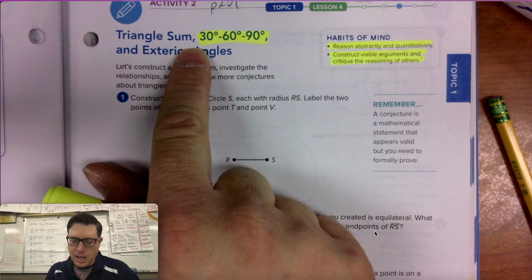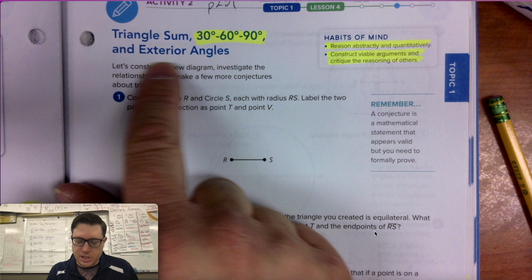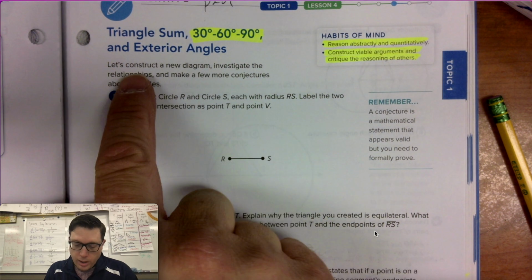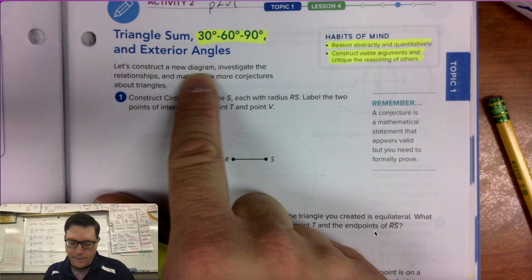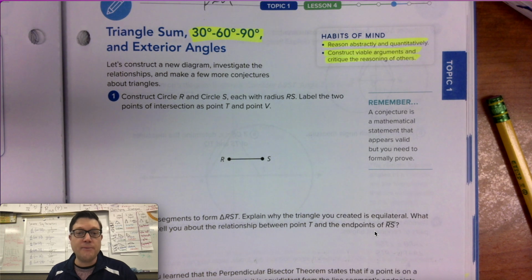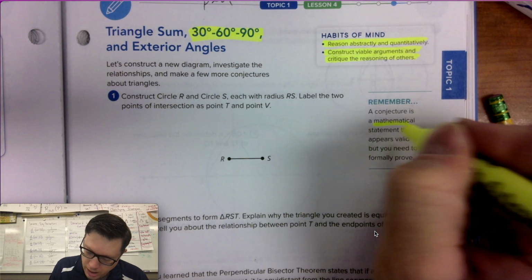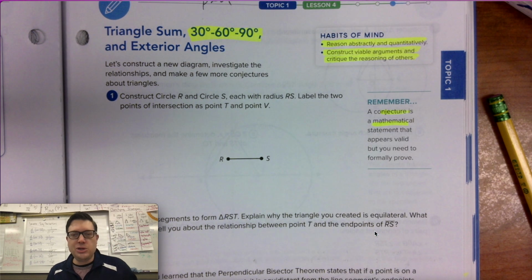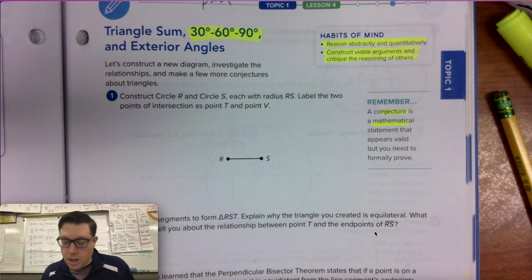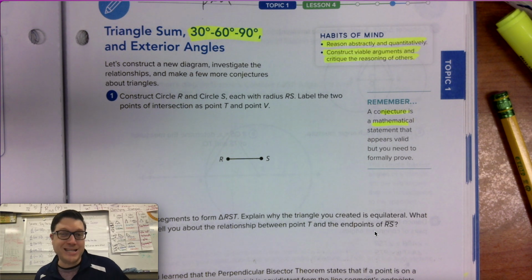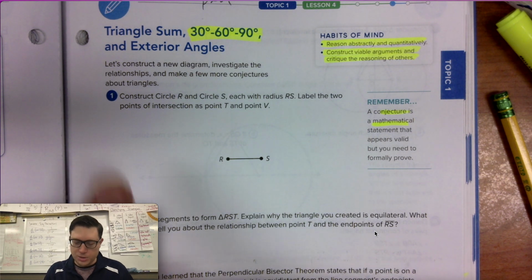In the triangle sum, 30, 60, 90 degrees and exterior angles activity, we're going to construct a new diagram and investigate the relationships and make a few more conjectures about triangles. Remember, a conjecture is a statement, a rule that appears valid. You do need to formally prove it, but certainly we can get a lot done with conjectures, rule statements.